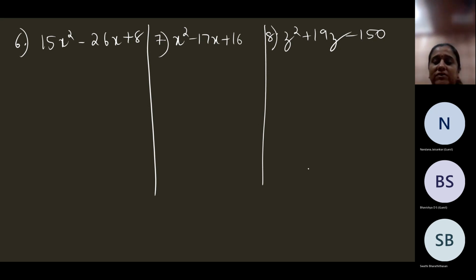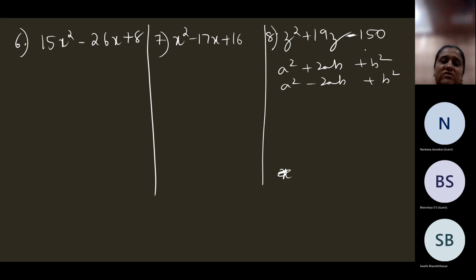See here only, z square and z square. Supposing 150 was also a perfect square. See the sign, plus 19z and minus 150. The signs don't match because it is a square plus 2ab plus b square, or it is a square minus 2ab plus b square. But here the sign is minus.